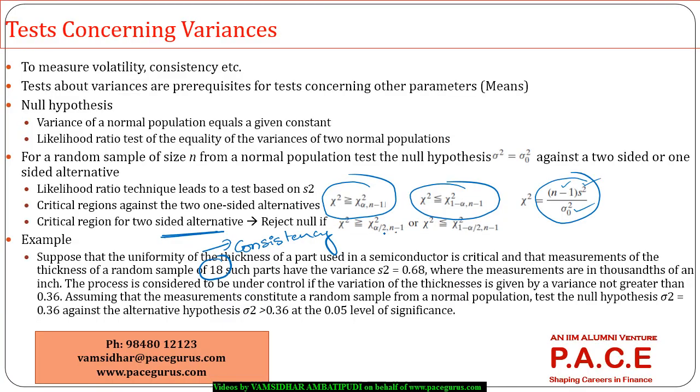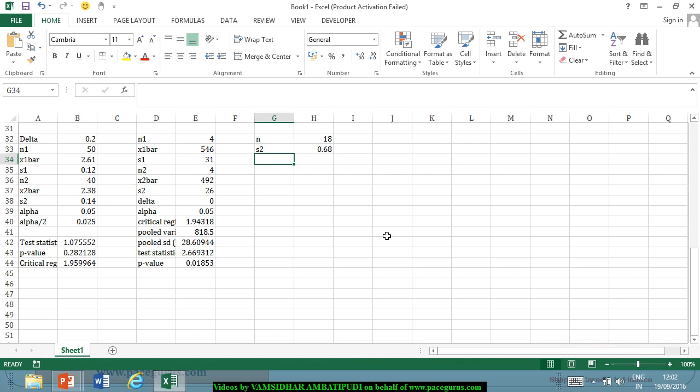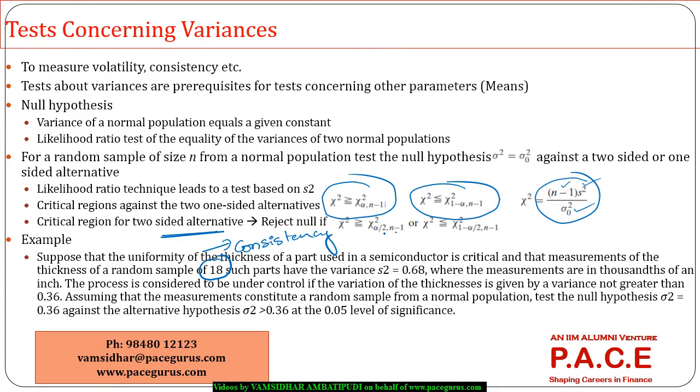Fair enough. The process is considered to be under control if the variance of thickness is not greater than 0.36. So I take sigma naught squared as 0.36. It is a one-tailed test now, because we are saying the variance should not be greater than 0.36. So the rejection zone is sigma squared greater than 0.36. I have to compute the chi-squared value accordingly. Chi-squared is n minus 1 times s squared divided by sigma naught squared. So I can find the value at which rejection or acceptance has to happen.